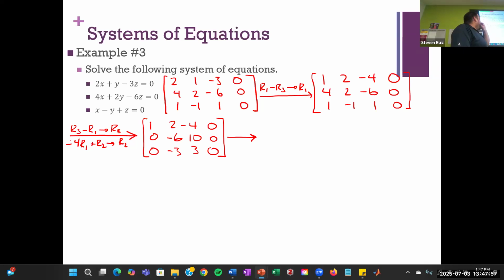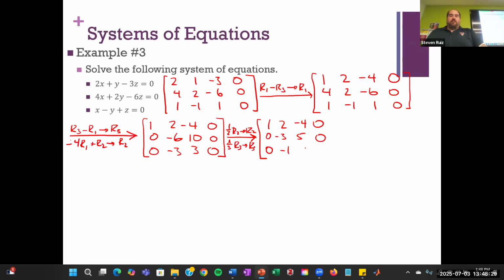By 2. So make it all even? Yep. So 1/2 row 2, back to row 2. 1, 2, negative 4, 0. 0, negative 3, 5, 0. Anything else you notice? Similarly? Yeah, row 3 is all divisible by 3. Okay.